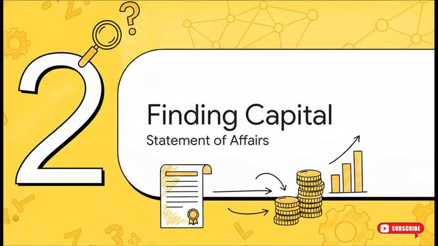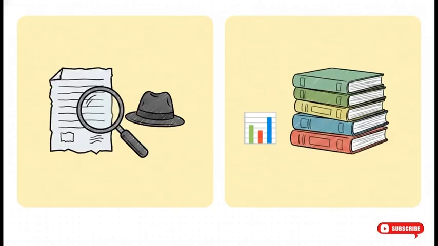Moving right along to Section 2, finding capital with affairs. Our very first piece of evidence to uncover is the baseline capital. You see, to figure out how much a business has grown over time, we first need to know exactly what it started with. Now, when you have perfect, complete records, you create a standard statement of financial position. But when records are incomplete, you prepare what's formally called a statement of affairs. While it looks incredibly similar to that statement of financial position, it serves a very specific detective purpose.